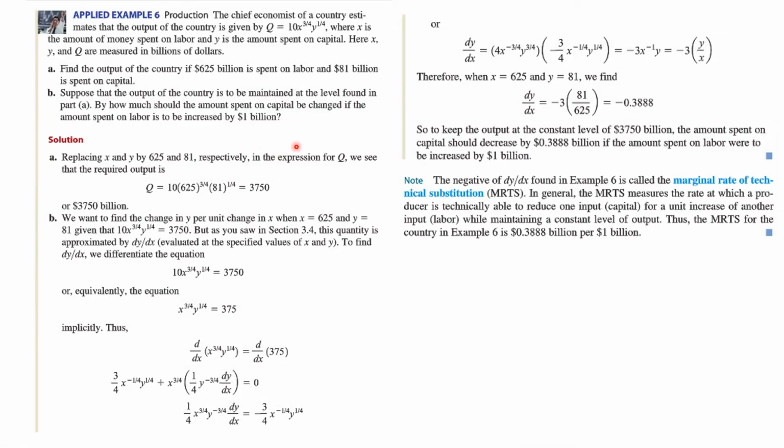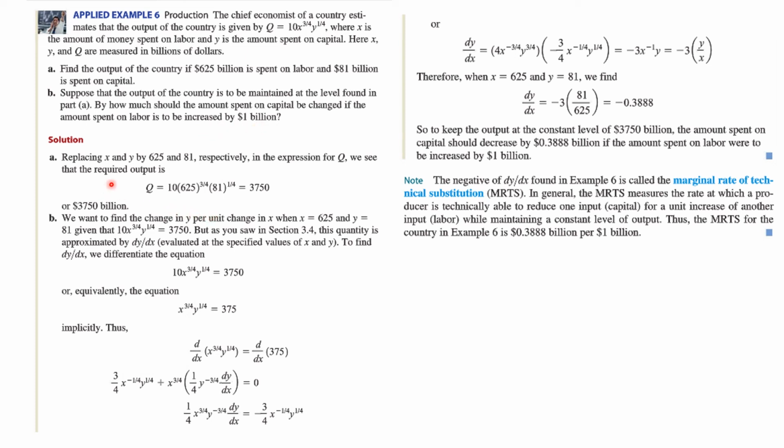And life is a word problem, so here you end up with the output of a country given by this expression. It's a product of two functions, both of x. And so you're supposed to find the output of the country if $625 billion is spent on labor and $81 billion is spent on capital. So that's just substituting the values in. But then you're asking by how much should the amount spent on capital be changed if the amount spent on labor is to be increased by $1 billion.